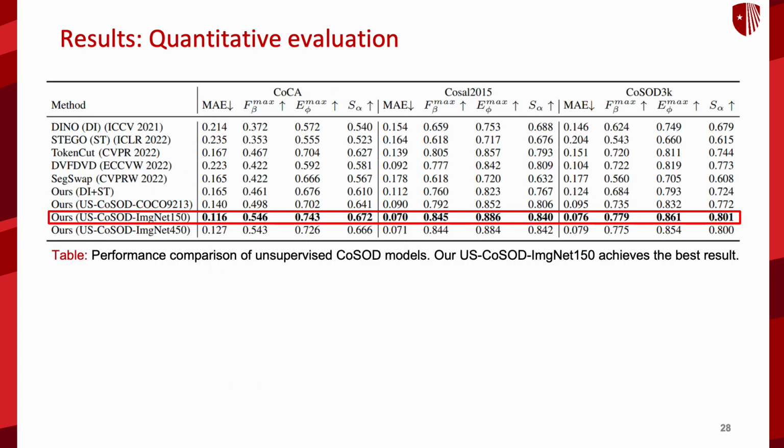Coming to quantitative evaluation, in this table, we compare different unsupervised baselines with our model. We see that our US-CoSOD model, trained on the 150K images from ImageNet, achieves the best performance. However, increasing the number of images to 450 per class slightly reduced the model accuracy. We attribute this to the fact that adding more unlabeled images to the training set may lead to erroneous training due to the noisy pseudo-ground truth masks generated by the Dino plus Stego model, using which our US-CoSOD model is trained.